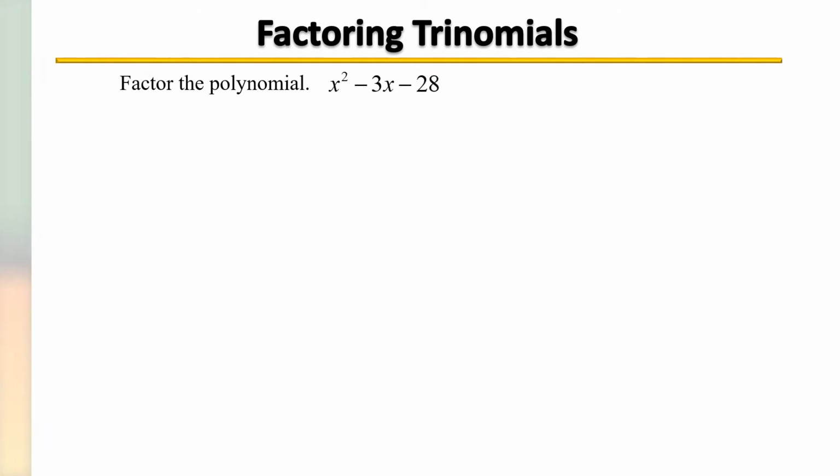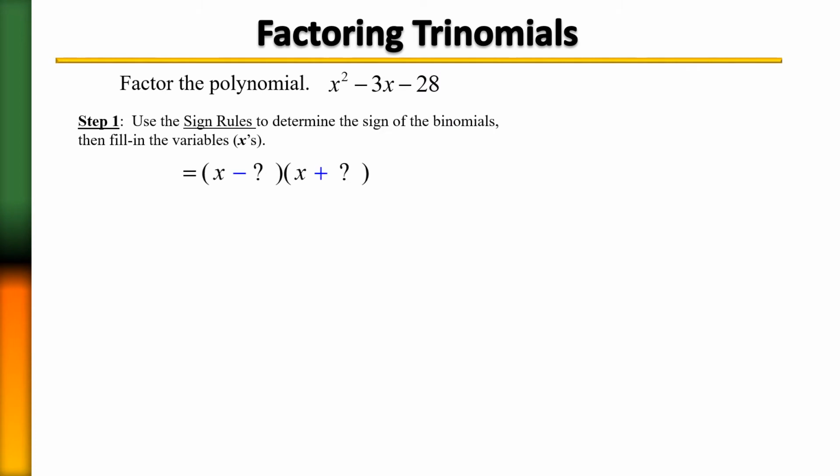In this example, we're going to go ahead and look at our trinomial. Step 1 is to make sure there's no GCF, and no, there's no GCF. Now we're going to proceed to step 2, which is to look at our sign rules. Remember, if the back end is a negative, that means the signs are going to be different. Our middle term tells us to make sure that the larger number is going to be the negative one. So now it's time for us to look at what is going to go inside the binomials, because we know it's going to be x plus something, x minus something.